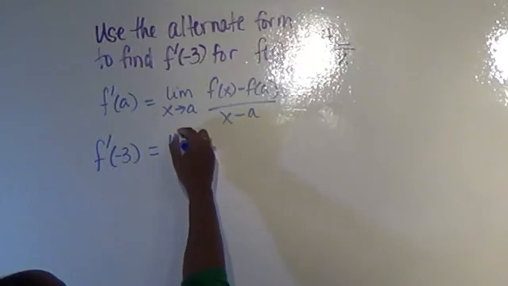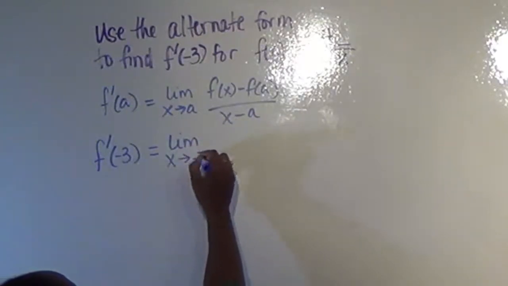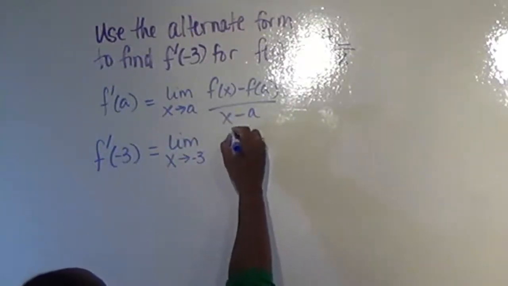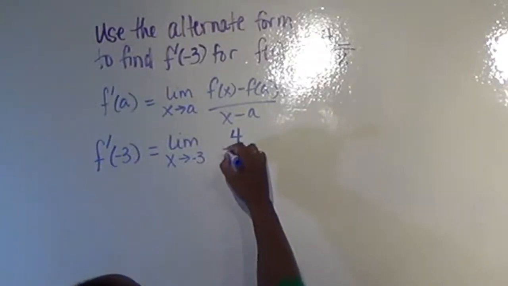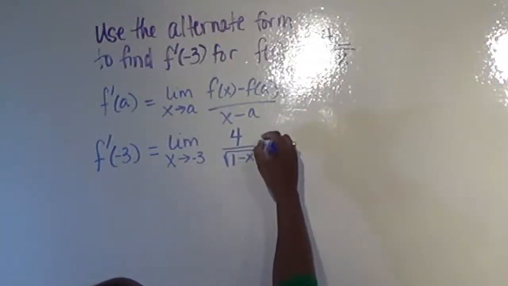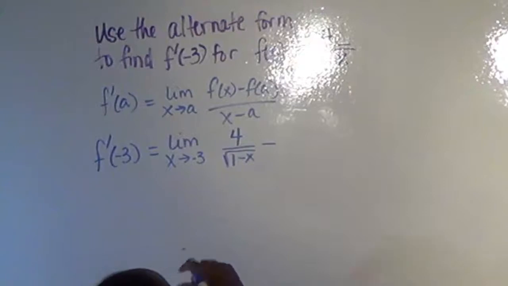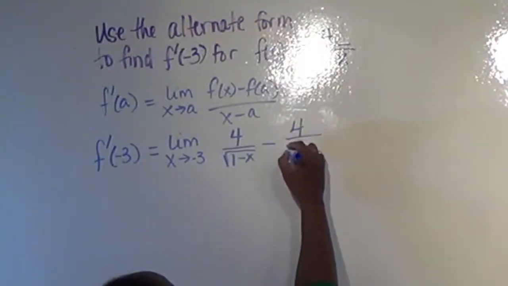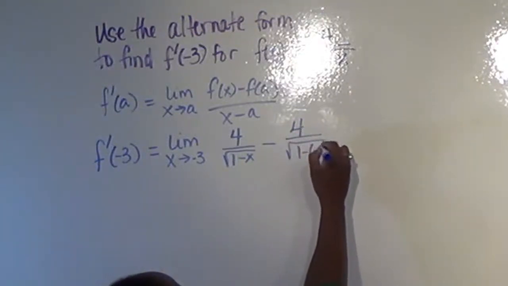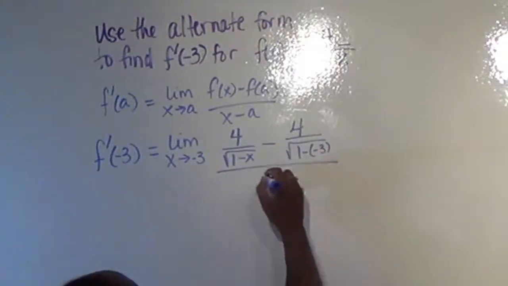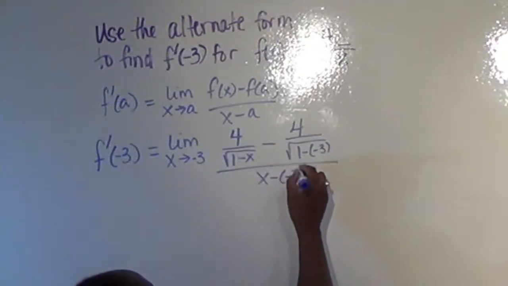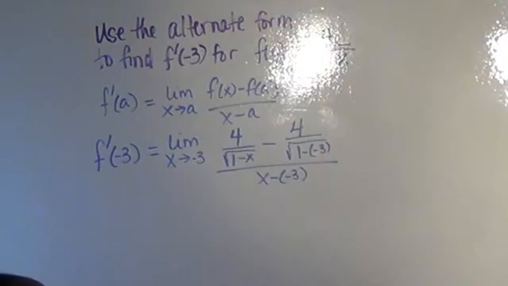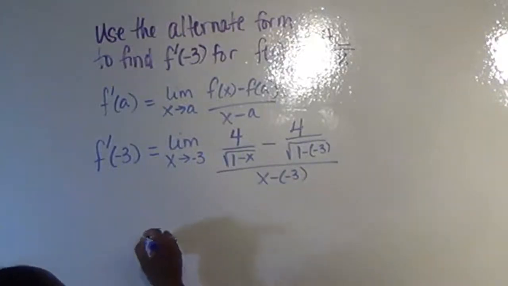So the limit as x approaches negative 3, f of x is exactly what it looks like, so 4 over the square root of 1 minus x, minus f of a, which if we plug in is 4 over the square root of 1 minus a negative 3, all over x minus a negative 3. Okay? So before we actually algebraically manipulate this, we're going to start by simplifying some of these expressions.